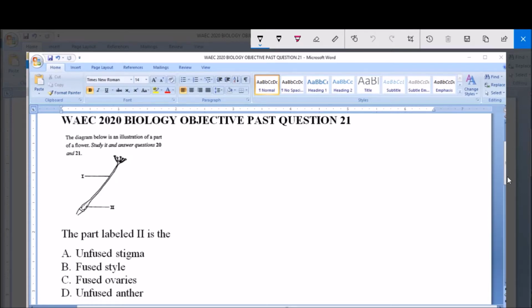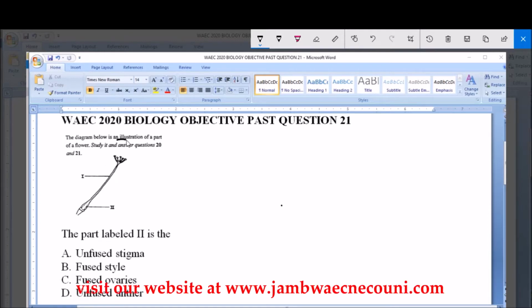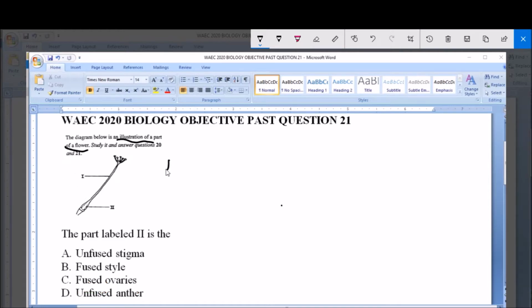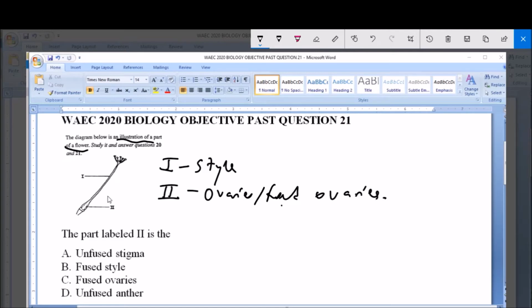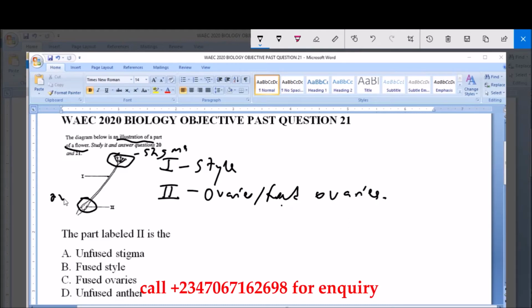Now, from the diagram here, what we have is an illustration of a part of a flower. So we have a part of a flower here and we have two parts, one labeled 1 and the other labeled 2. The part labeled 1 is the style, and the part labeled 2 is the ovaries, or the fused ovaries in general. Now the style, which is labeled 1, connects this part, which is known as the stigma, to this part, which is labeled 2, the ovaries.